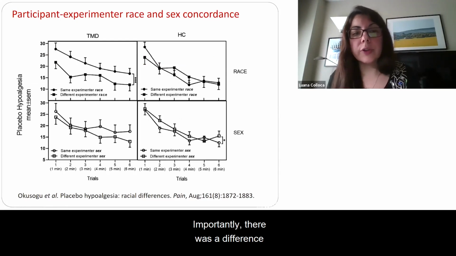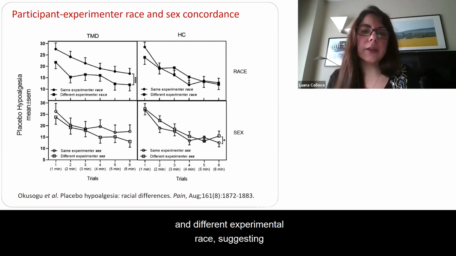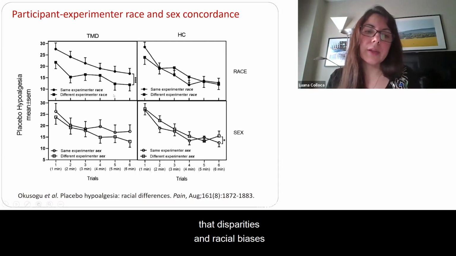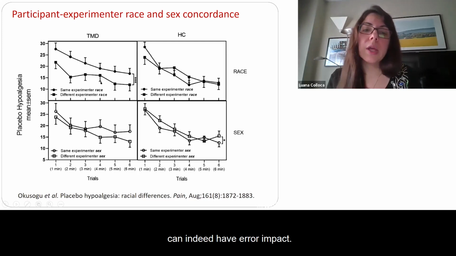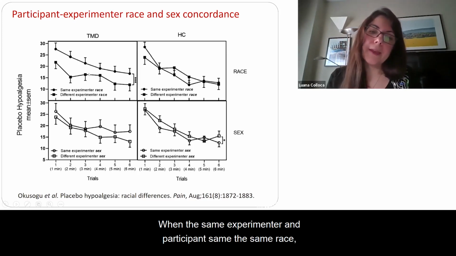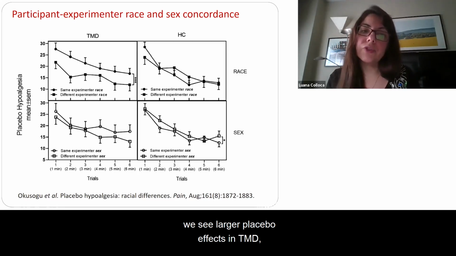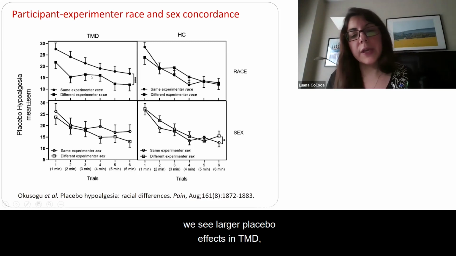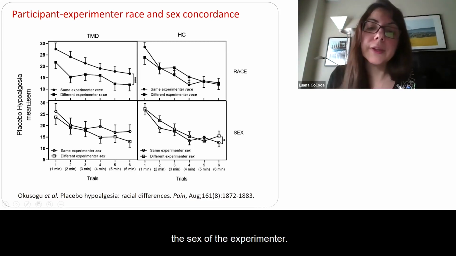Importantly, there is also a difference between same experimenter race and different experimenter race, suggesting that disparities and racial biases can indeed have a role. In fact, when the experimenter and participant share the same race, we see larger placebo effects in TMD. For healthy participants, the sex of the experimenter becomes more important.